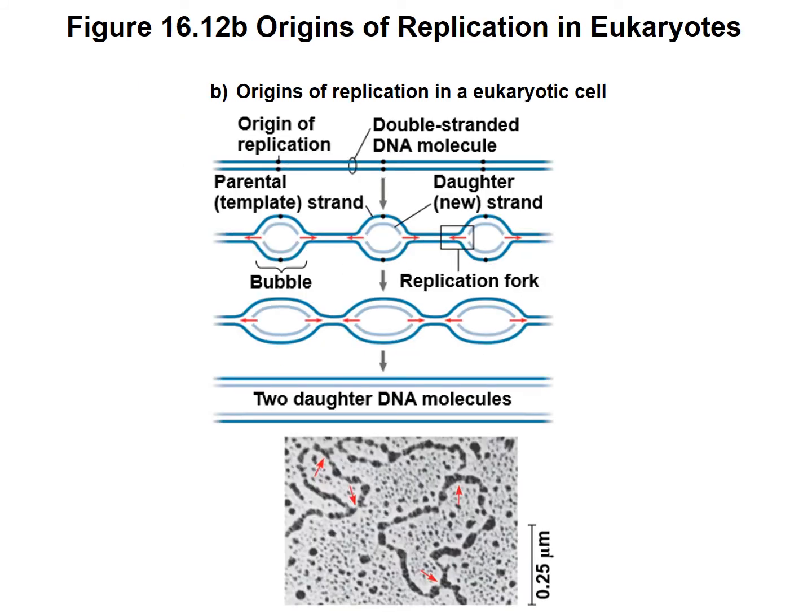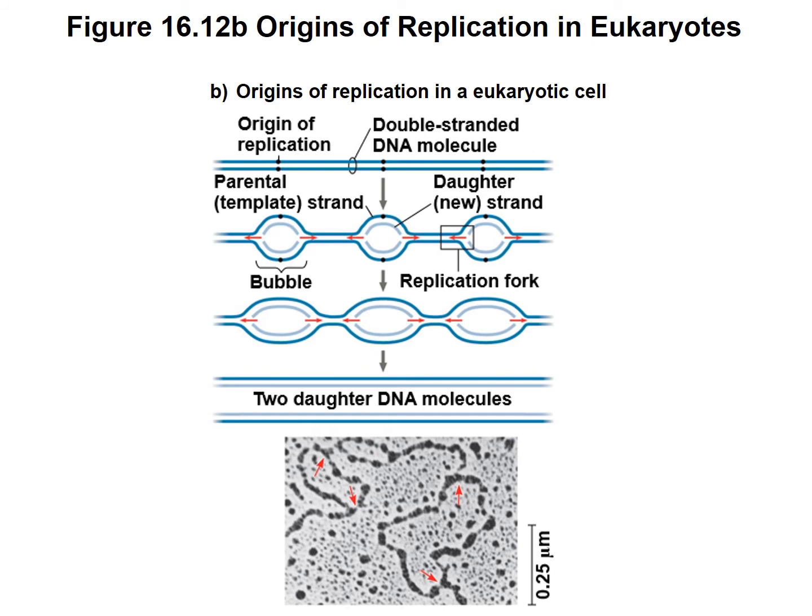Now in figure 16.12b, we see origins of replication in eukaryotes. So like we said, eukaryotes have multiple origins of replication. That's because they have a lot more DNA, so they need more places for it to start in order for it to finish accurately in a timely manner.